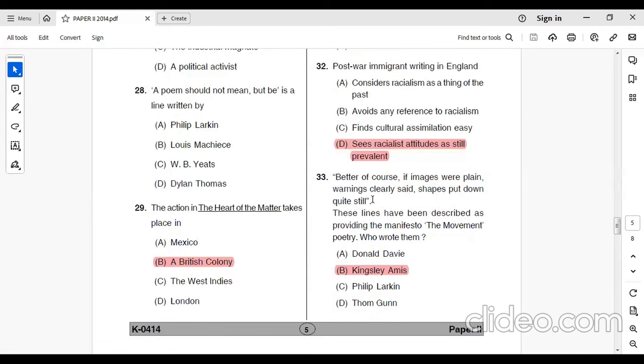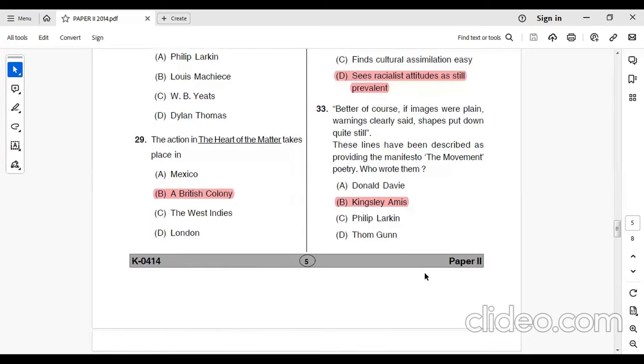Better, of course, if images were plain, warnings clearly set, shapes put down quite still. These lines have been described as providing the manifesto to the Movement poetry. Who wrote these lines? These lines are written by Kingsley Amis, and this is called Movement poetry. Now, what is Movement poetry? Movement poetry was very clear, simple, more structured, and more modest in its style and subject matter. So who are the Movement poets? Remember, the Movement poets question may appear. Now, Philip Larkin, Kingsley Amis, Elizabeth Jennings, Thom Gunn, John Wain, D.J. Enright, Robert Conquest, they are the Movement poets. Now we are moving to question number 34.